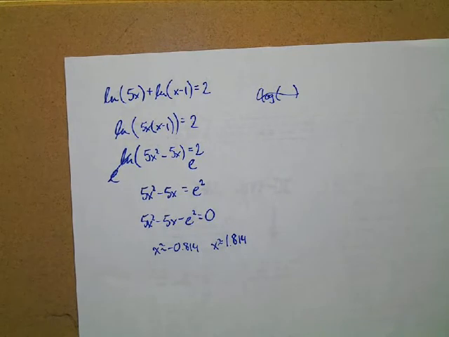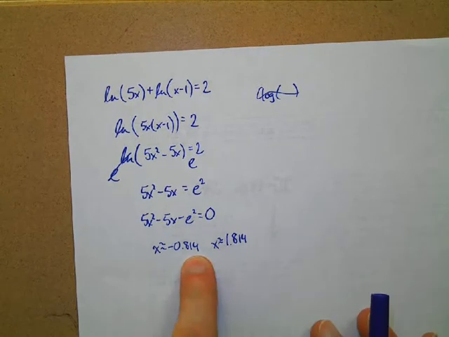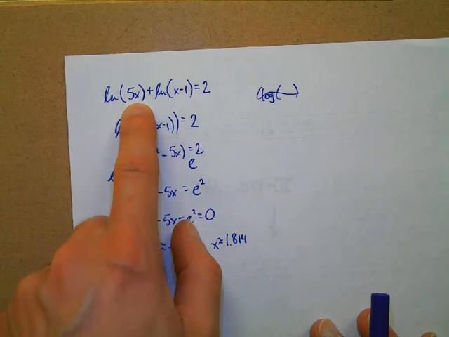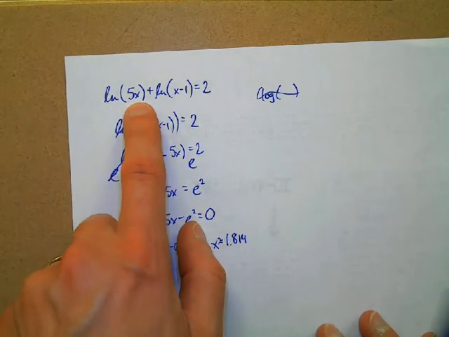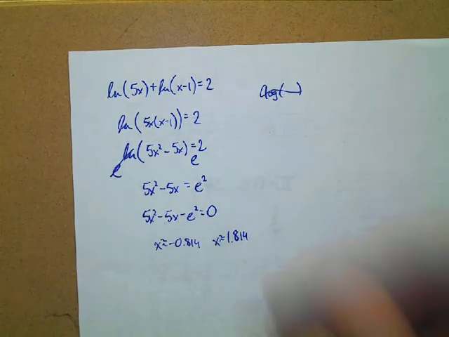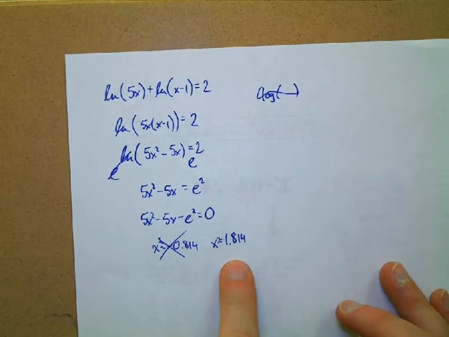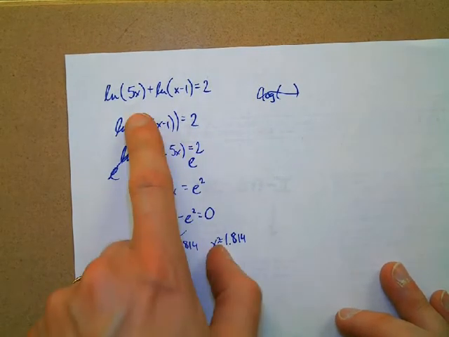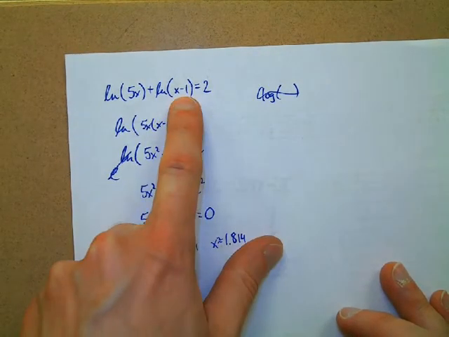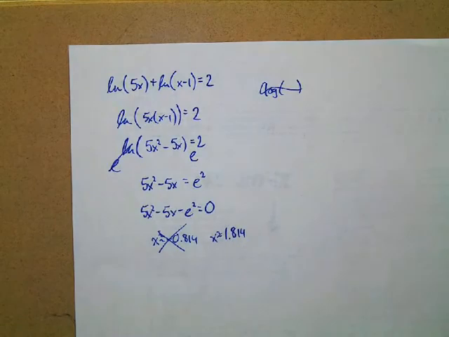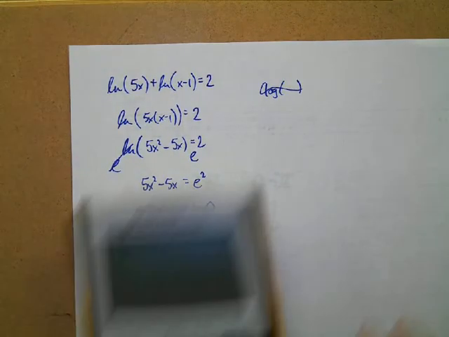I'll show you here, just real quick, that it works. Natural log of 5 times 1.814 plus natural log of 1.814 minus 1. 1.999. That's pretty close to 2. Pretty close to 2 there, right? So you can see that it works. Okay? Questions on any of that?